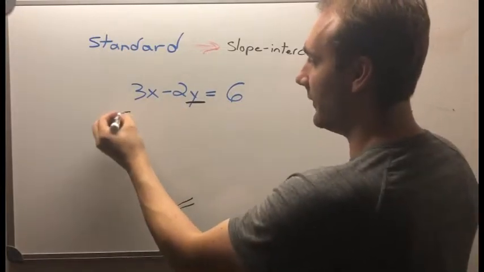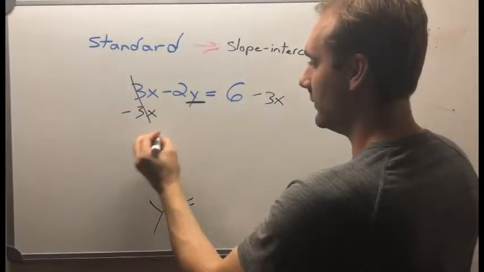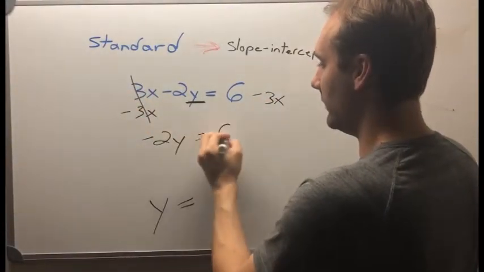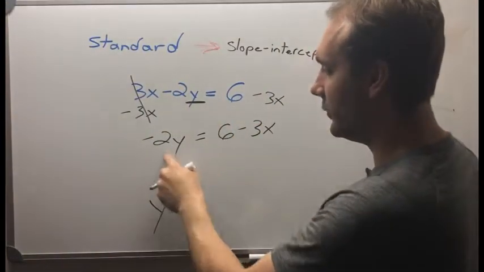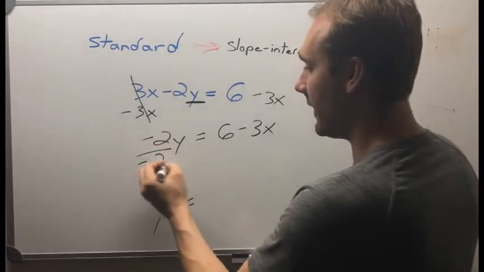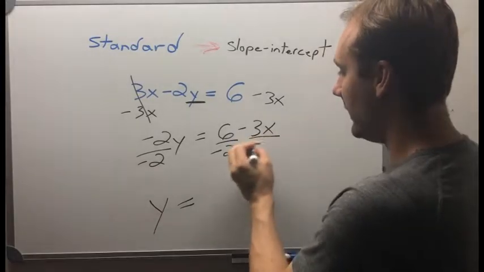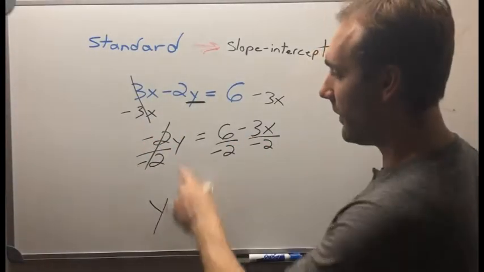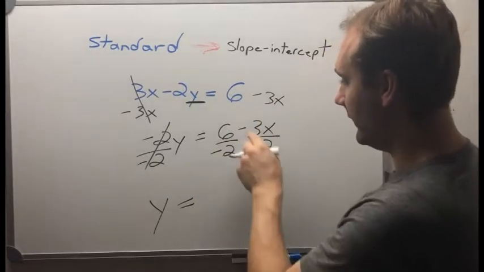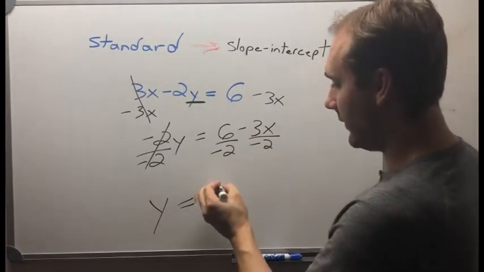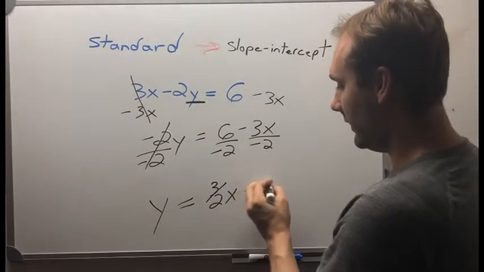So the opposite of a plus 3x is a minus 3x on both sides. That'll cancel. Negative 2y equals 6 minus 3x. And last but not least, I need to get rid of this negative 2 being multiplied to my y. The opposite of multiplying by negative 2 is dividing by negative 2. I need to do that to both my constant and my x value. Now I do get my y equals, and I'll go ahead and move the x in front. So 2 negatives makes a positive 3 over 2 x, and 6 divided by negative 2 is a negative 3.